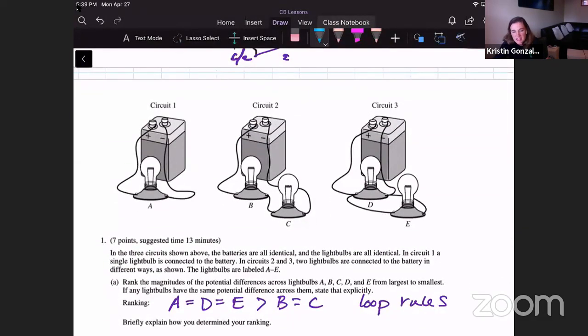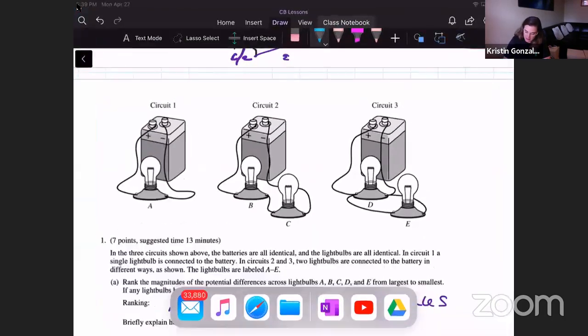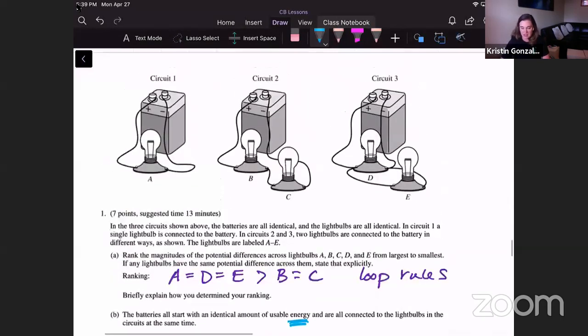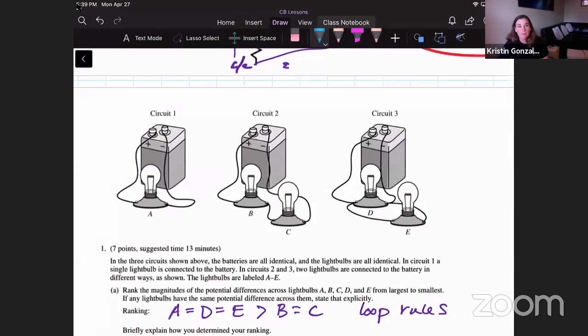Okay, so what do we think? Which one is going to run out of juice first? How do we know which one's going to run out of that usable energy first? Well, the key word there is energy. And what can we relate that energy to? Power. It's what we've been talking about, right? So we want to use up the most energy in the shortest period of time. So we want a large amount of power. So how are we going to find which one of these draws the greatest amount of power from the battery?